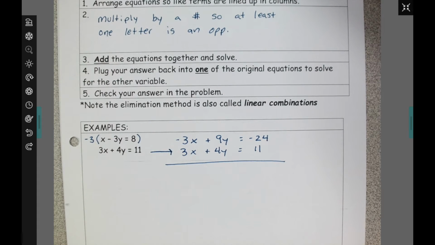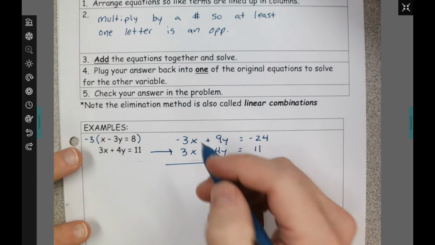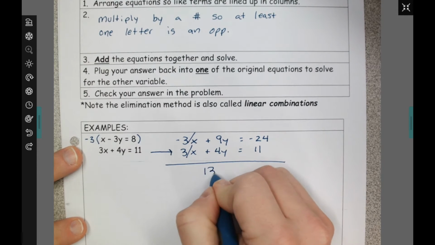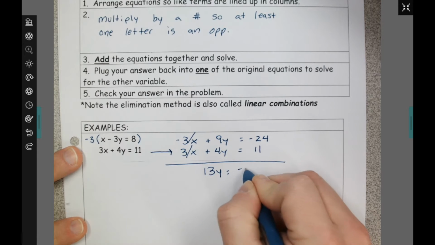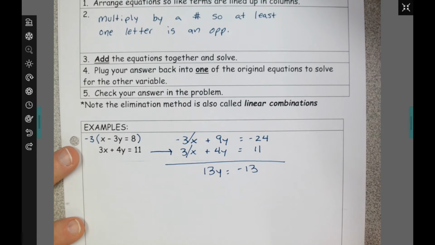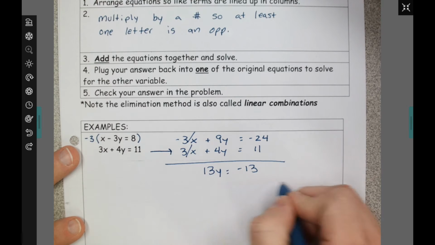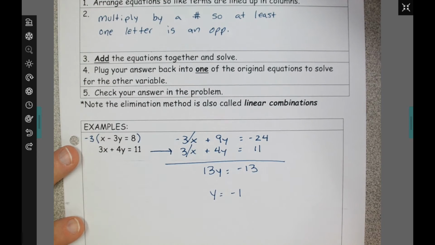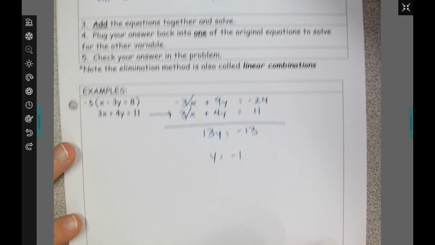So when I go and add them, the x's are gone. So negative 3x, positive 3x are gone. I'm left with 13y equals negative 13. And then from there, we solve. So if you divide each side by 13, we'll be left with y equaling -1. And then you follow your same steps that we did the other day.